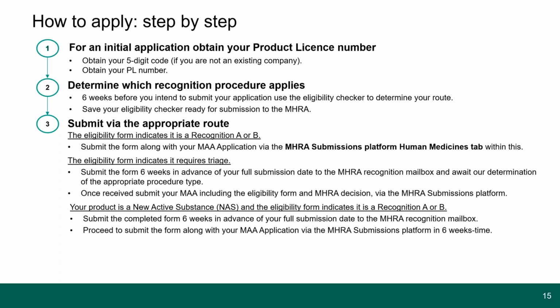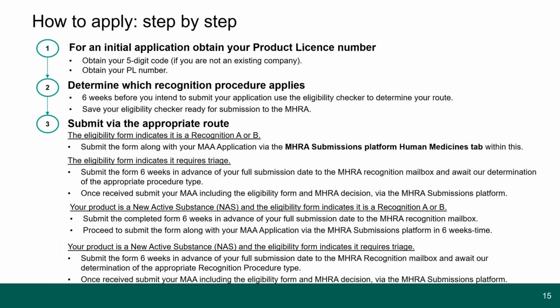For new active substances, where the eligibility indicates it's a recognition A or B, we still want to see these 6 weeks in advance because you normally would give us early notification that you're going to submit a new active substance. So this form will give us that indication. So even if it's a recognition A or recognition B for new active substance, then please submit to the MHRA recognition mailbox. You won't receive anything other than a notification from us to indicate that we've received that, and you can submit your application with the eligibility form in 6 weeks time. And next one, please.